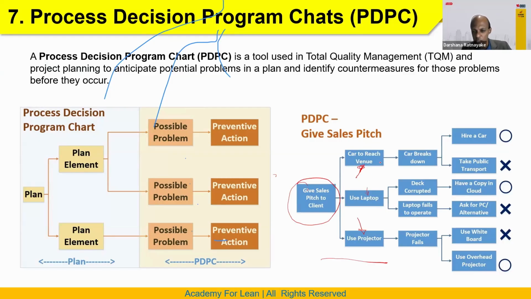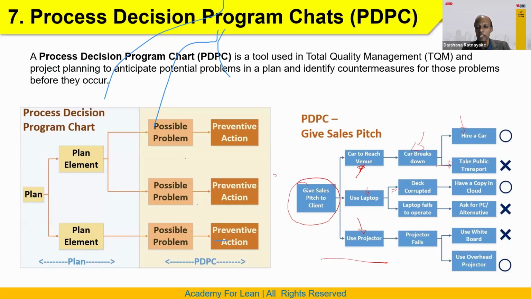Then when you do this activity, what problem can happen? Okay, the car can break down. So if the car broke down, what can I do? We can hire a car or take public transport.